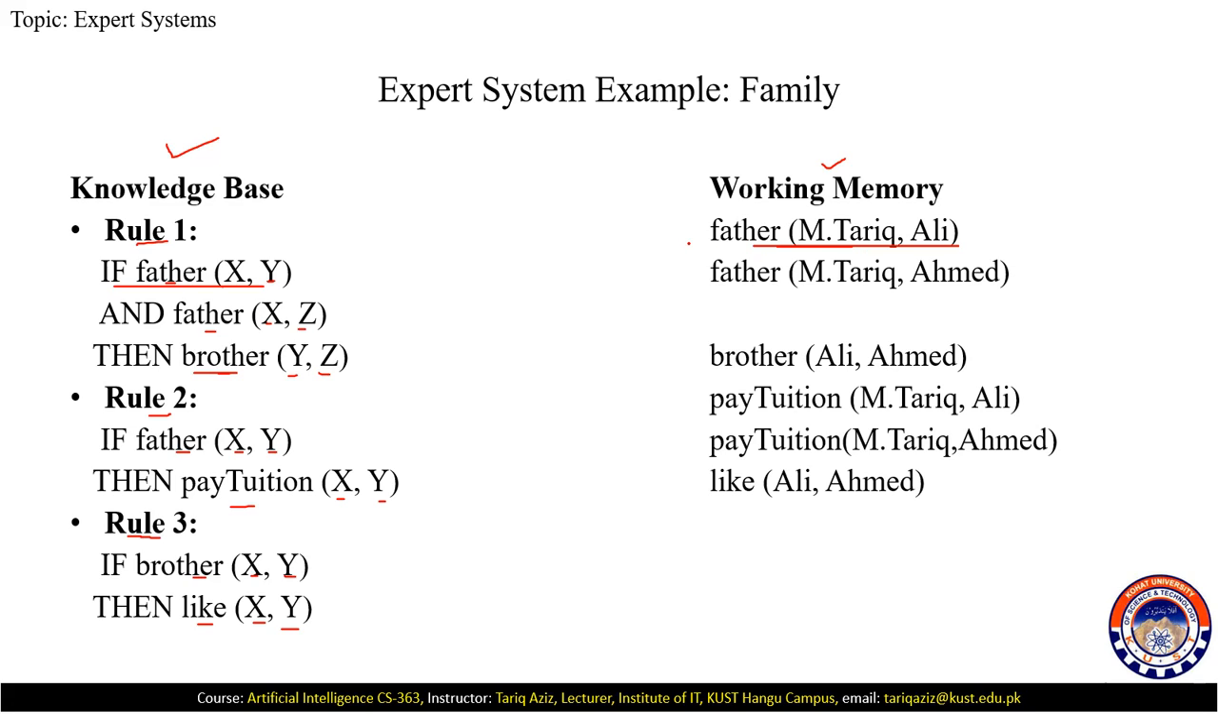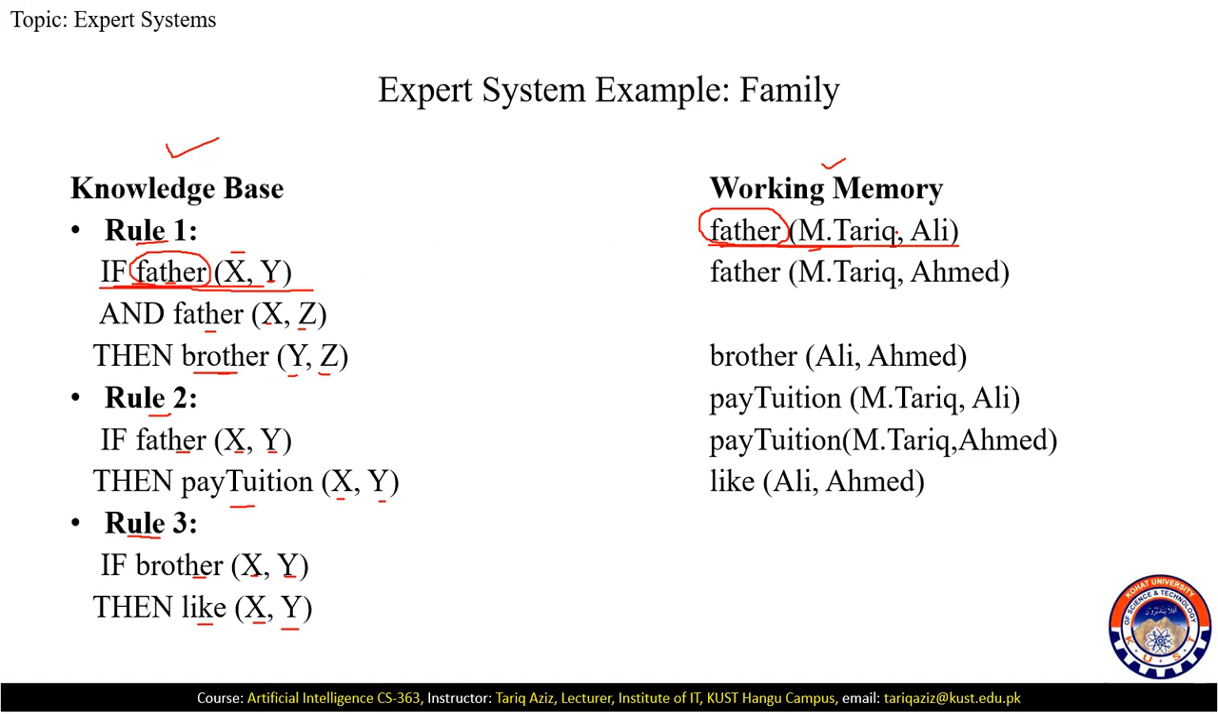So what will the inference engine do? Take this fact and then match it with the premise of the rule. Here it says if x is the father of y. Now what will Prolog do? It will unify x with Mr. Tariq, and it will unify y with Mr. Ali, because here the predicate is father, and also here the predicate is father. So after unification, what we got: Mr. Tariq is the father of Ali.